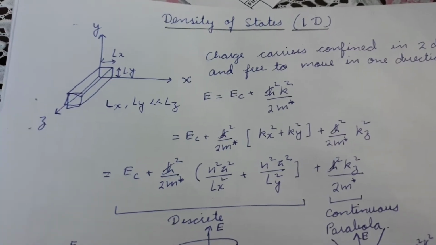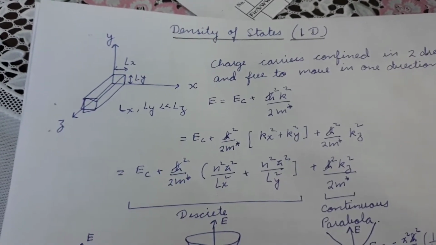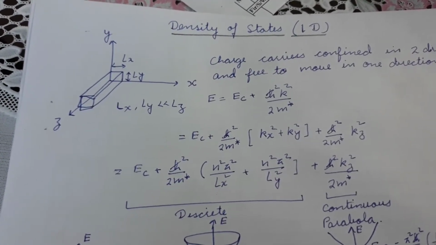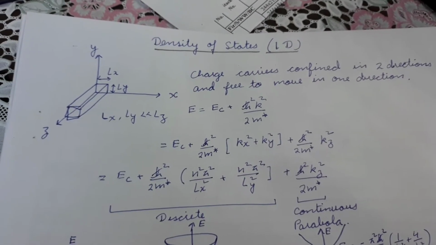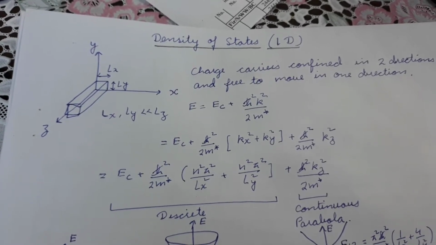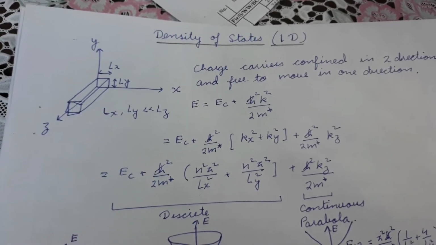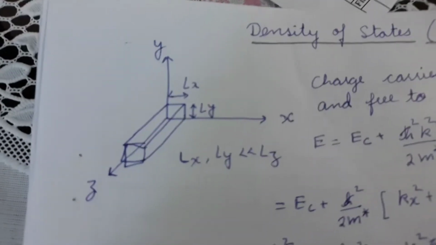Today we are going to study about density of state in a one-dimensional material. First of all, let's understand what is a one-dimensional material. One-dimensional material is a material in which charge carriers are confined in two directions and they are free to move in one direction.